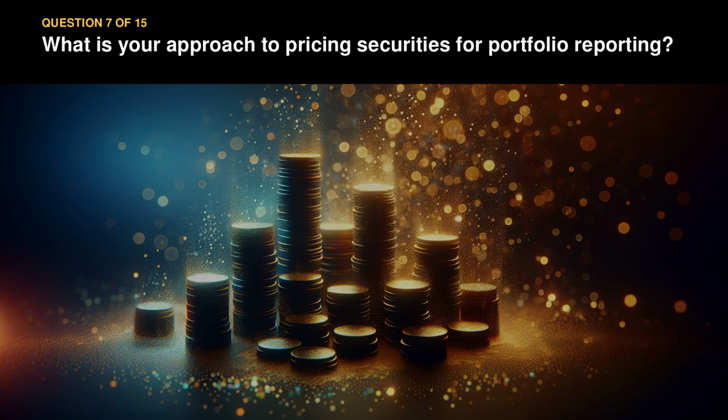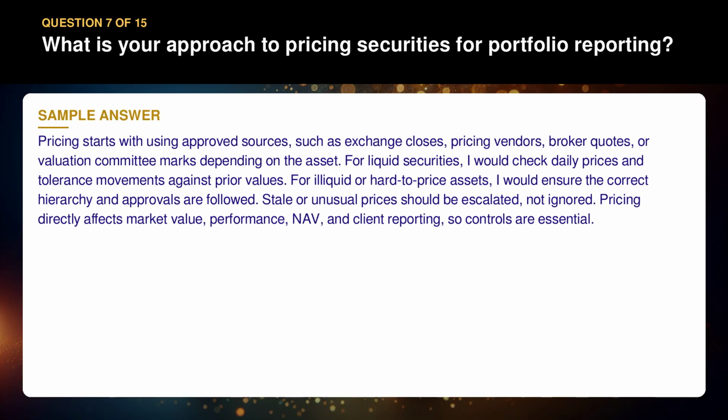Question 7. What is your approach to pricing securities for portfolio reporting? Pricing starts with using approved sources, such as exchange closes, pricing vendors, broker quotes, or valuation committee marks, depending on the asset. For liquid securities, I would check daily prices and tolerance movements against prior values. For illiquid or hard-to-price assets, I would ensure the correct hierarchy and approvals are followed. Stale or unusual prices should be escalated, not ignored. Pricing directly affects market value, performance, NAV, and client reporting, so controls are essential.